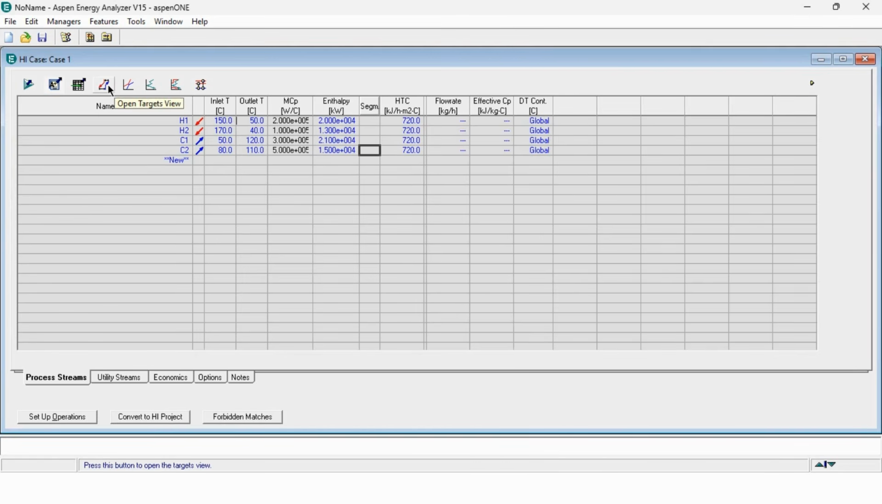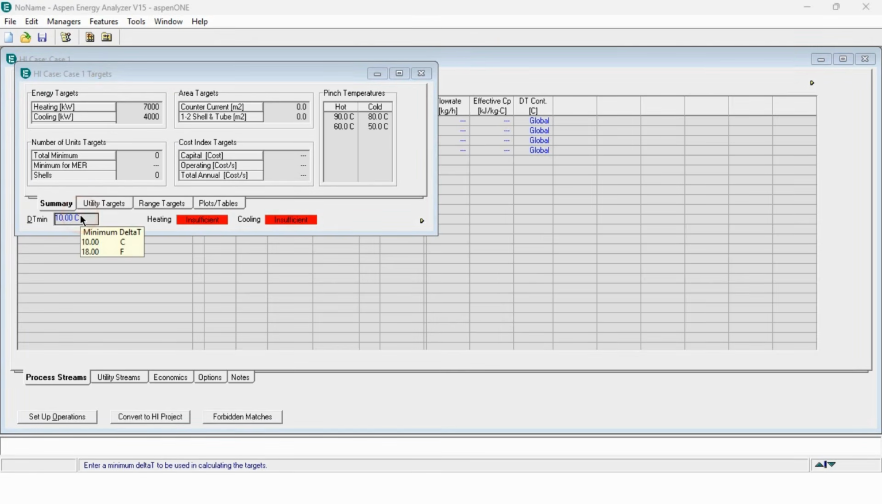If we go to the energy targets, we will first select delta T minimum as 20. The heating load required is 10,000 kilowatt, while the cooling load required is 7,000 kilowatt. But the most important thing is this one: the pinch temperatures. There are 2 pinch points. The first one has a hot pinch of 100 degrees centigrade and a cold pinch of 80 degrees centigrade.